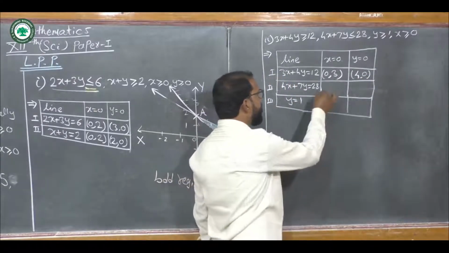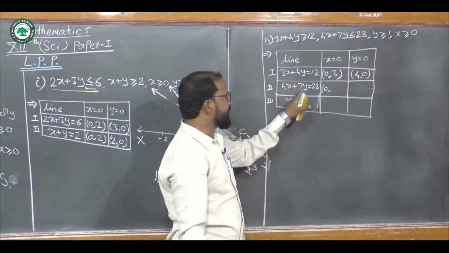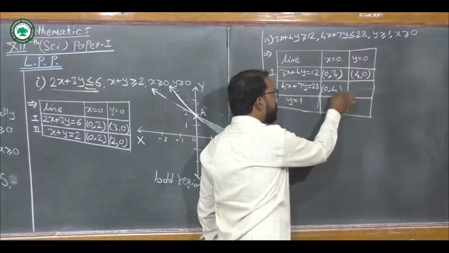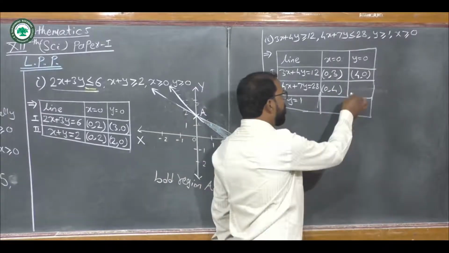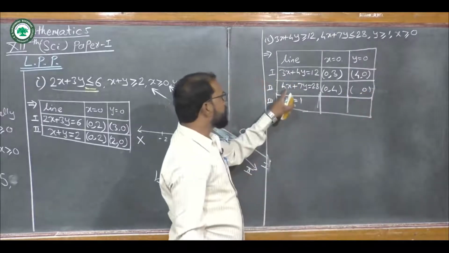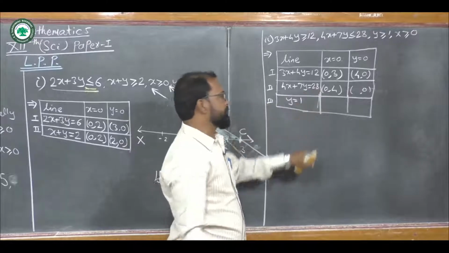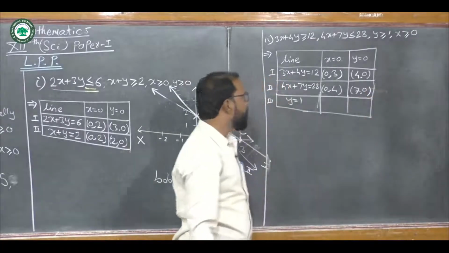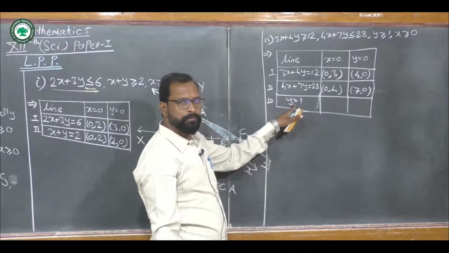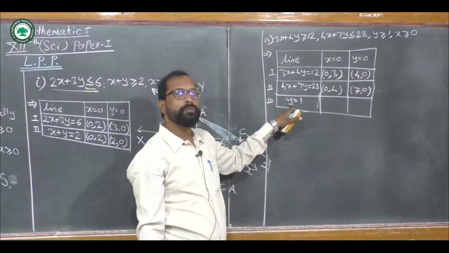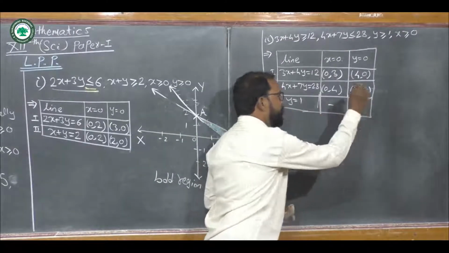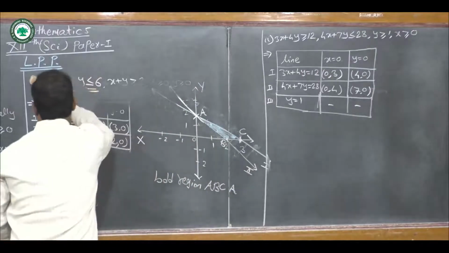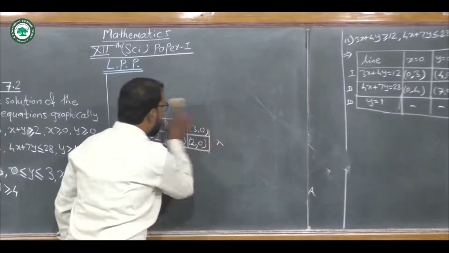Now, in the second equation, similarly, when we put x equals 0, we get 7y equals 28, which gives y equals 4. And when we put y equals 0, we get 4x equals 28, that is x equals 7. So we get the next point, that is 7, 0. Now, here it is only y equals 1, so this line passes directly through y equals 1. Here no points are given. Okay. Now we plot the graph for these inequations.